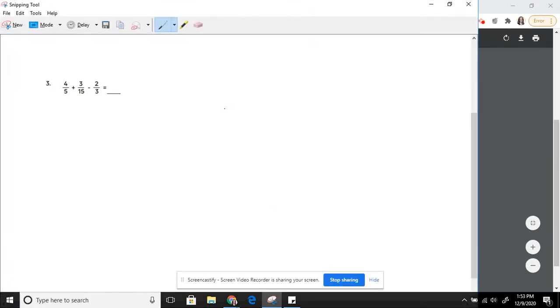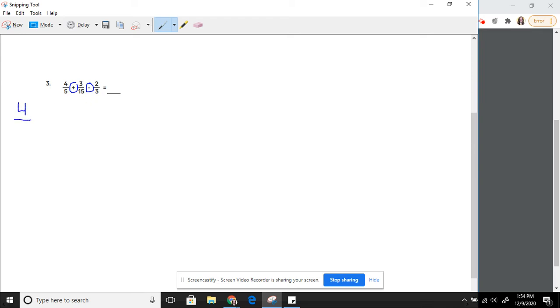Make it bigger. All right, so for number 3, we've got 4/5 plus 3/15 minus 2/3. And this is a good thing to do, is maybe circle the math symbol so you don't get confused and end up adding all of them. So just like the other problem, we need to find a common denominator. Like I said, in most cases, I like to look at the bigger number and see if I can get my other denominators into that bigger number. 5, 15, and 3. Well, 5 can change to 15. I can make 5 into 15, and I can make 3 into 15.